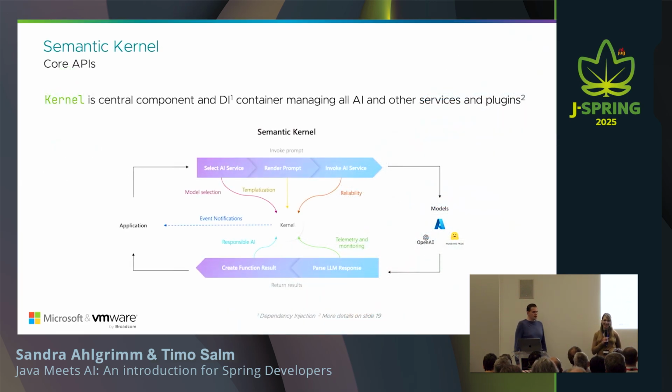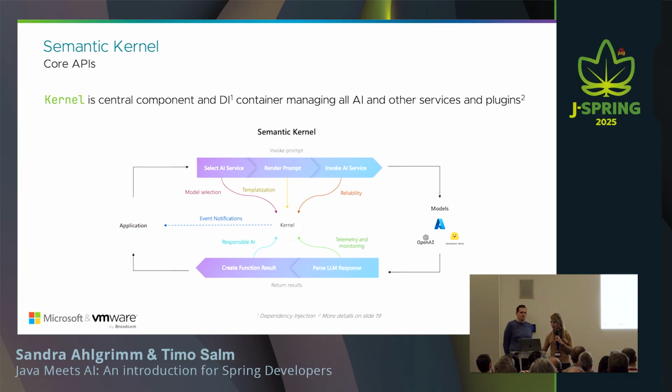Last but not least, we have Semantic Kernel. For Semantic Kernel, we put the kernel in the center. It works as a dependency injection container, and it is supposed to manage all AI capabilities and also other services and plugins. So in an ideal world, it would be very easy to integrate with this one, also if it would be in another repository.